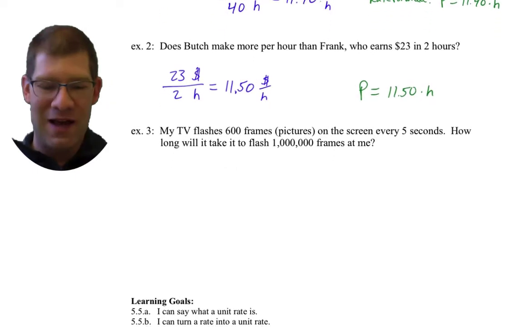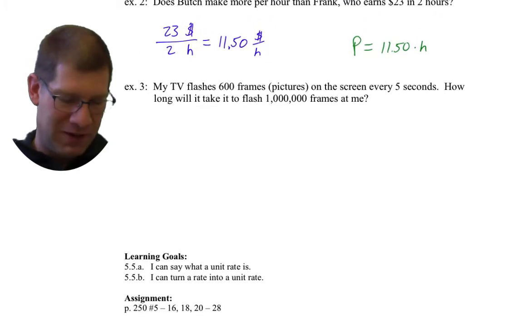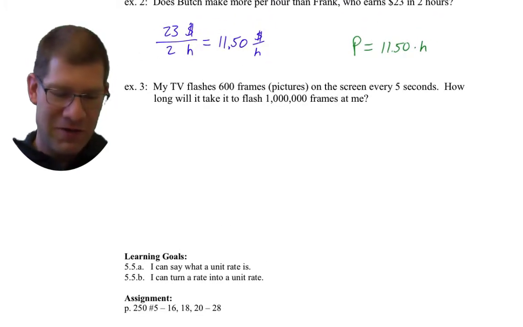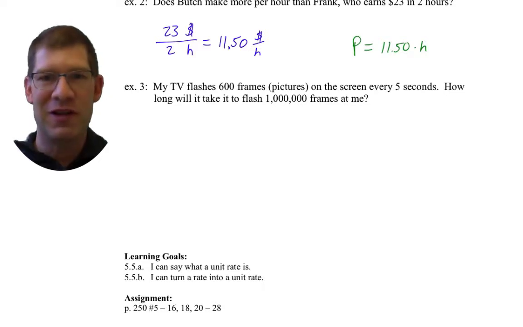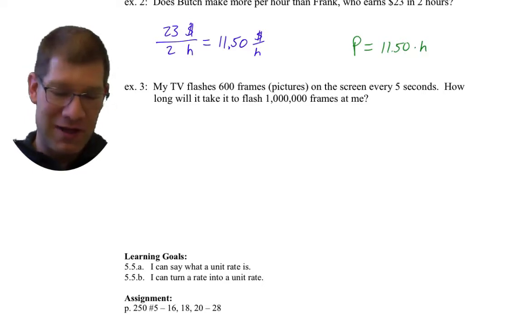All right, so moving on then. My TV. So the TV at home flashes 600 frames or 600 pictures, because a TV is really just putting these still images, but you string them together really quickly, it looks like smooth motion. So 600 frames or 600 pictures every 5 seconds on the screen. How long will it take to flash 1 million pictures?